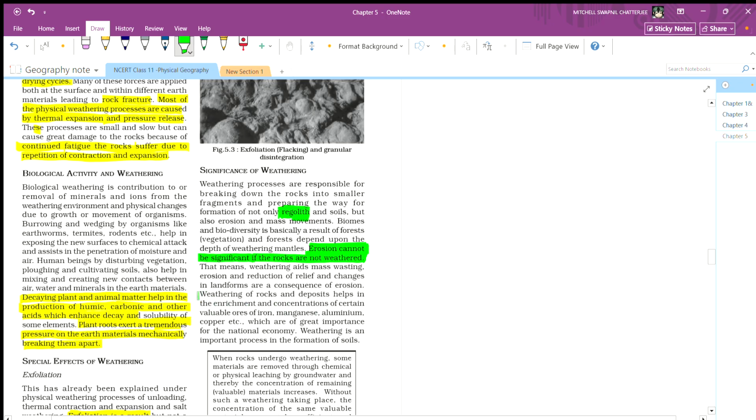Okay, now here is the better part. How weathering is useful for us. Let's slide it.